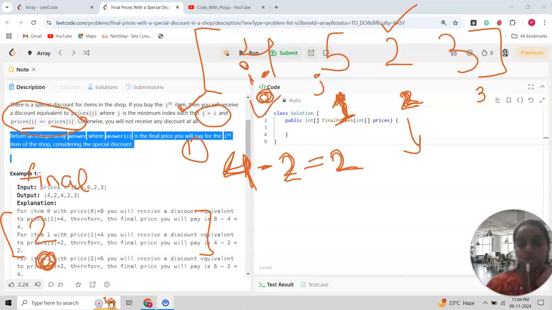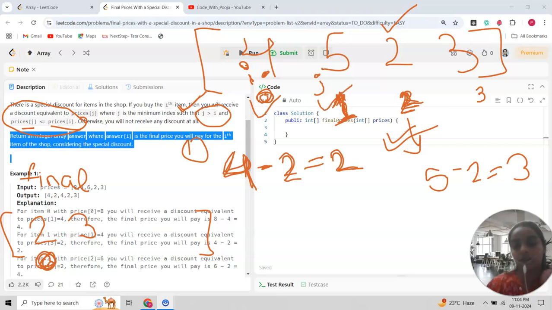Now first element. Okay, so is j greater than i? Yes, 2 is greater than i. Is the price of first one, that is 5, greater than 2? Yes, it is working. Now again 5 minus 2, what is it? 3. So we will get a 3 here. 3 will be stored here. And now this is done, that we will get the discount. Now break it, and now continue to this one.